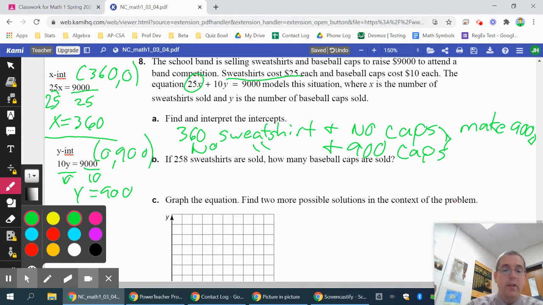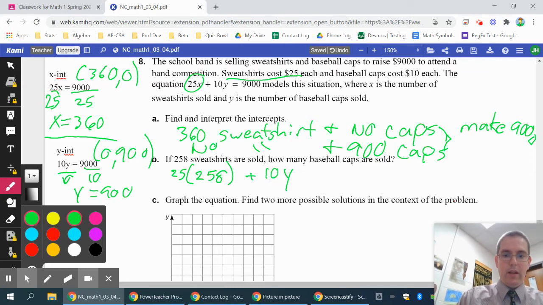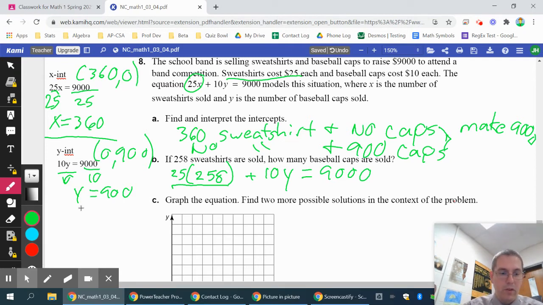For part B, it says if you sell 258, how many caps? Well, 258 is the number of sweatshirts because the sweatshirts are the ones that cost x. So I can do 25 times 258 plus 10y equals 9,000. I'll leave it to you to simplify and solve that for y, but you would need to start by multiplying this out to simplify, and then you would solve for y just like you should have been doing previously. If we were going to graph it, since we already have our intercepts, we could use those.